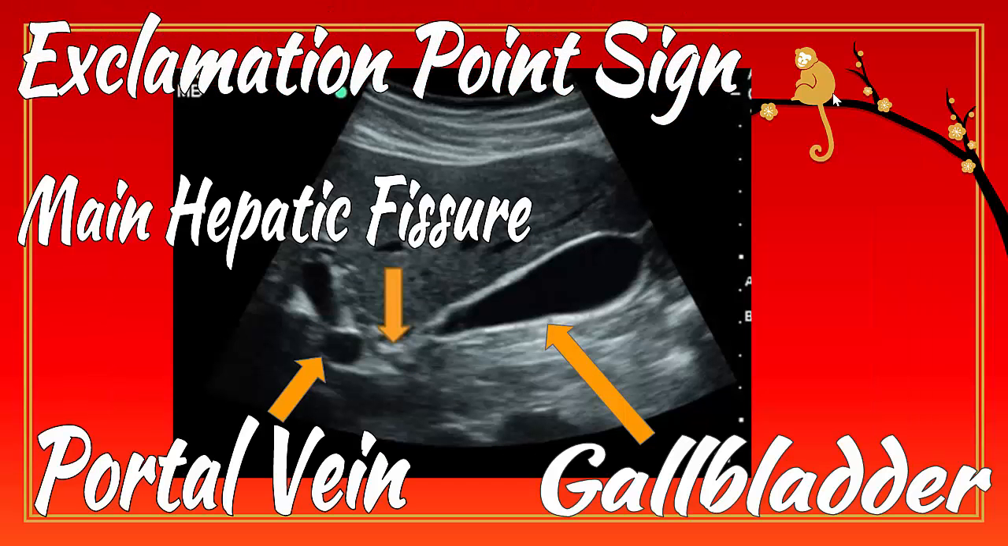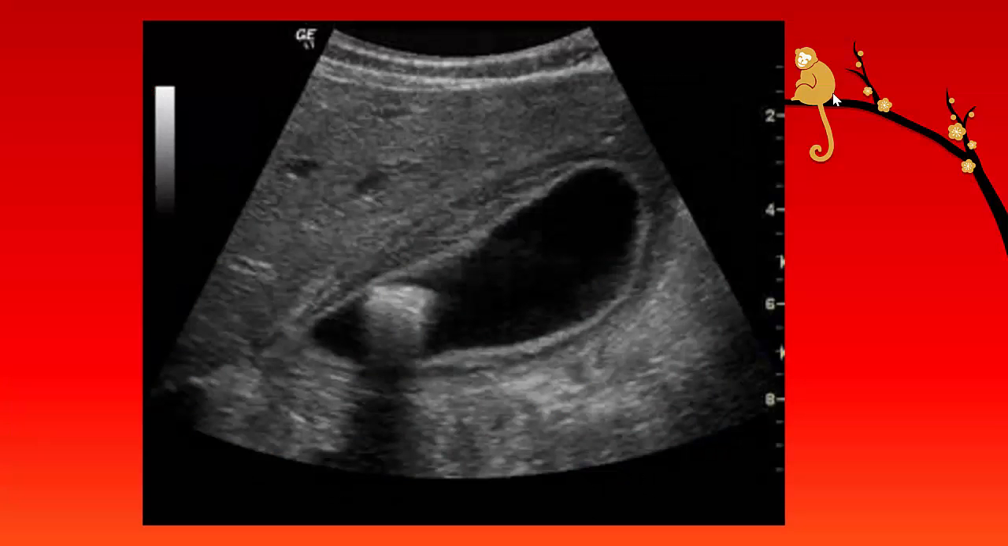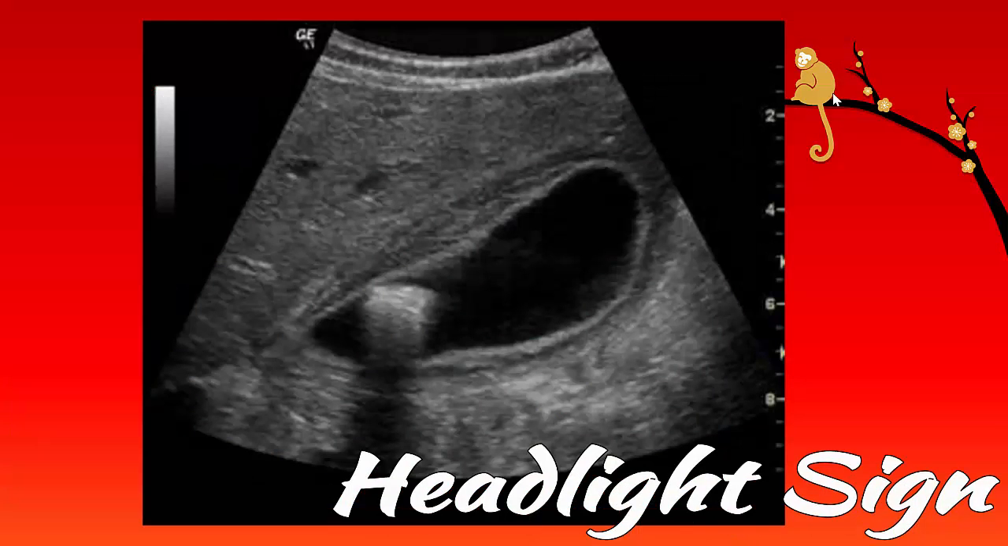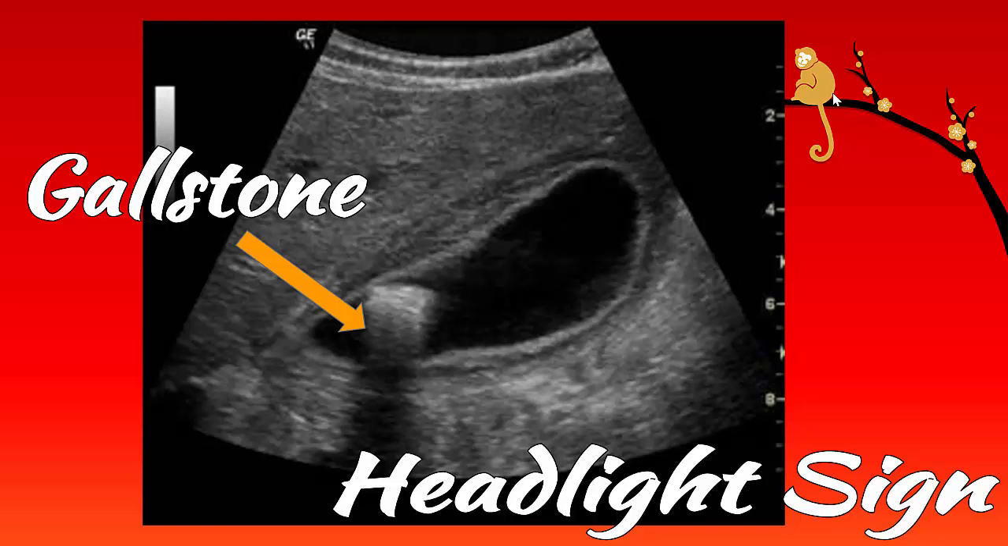So here's an example of the exclamation point sign. You can see that there's a nice long view of the gallbladder, which is pointing right at the portal vein, which makes that exclamation point. And there's the main hepatic fissure connecting the two. So this is a great view just to help orient you so you know what you're looking at. Here we have an example of the headlight sign. You can see very clearly there is a hypoechoic gallstone sitting in the gallbladder and creating a nice shadow behind it, which is our headlight sign.